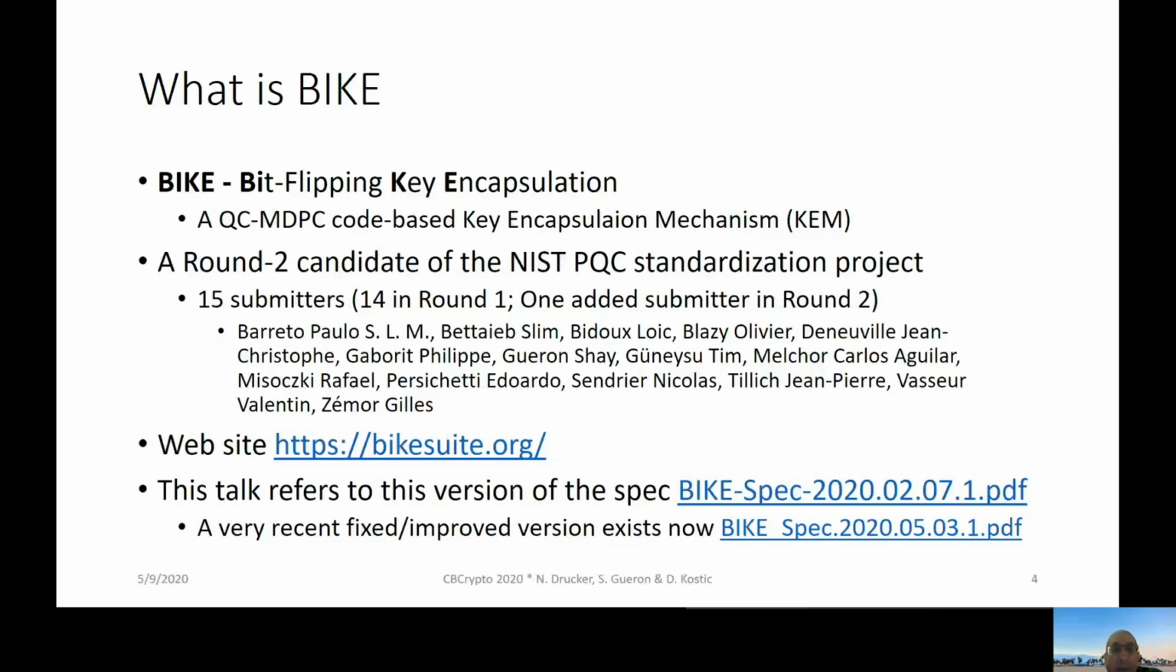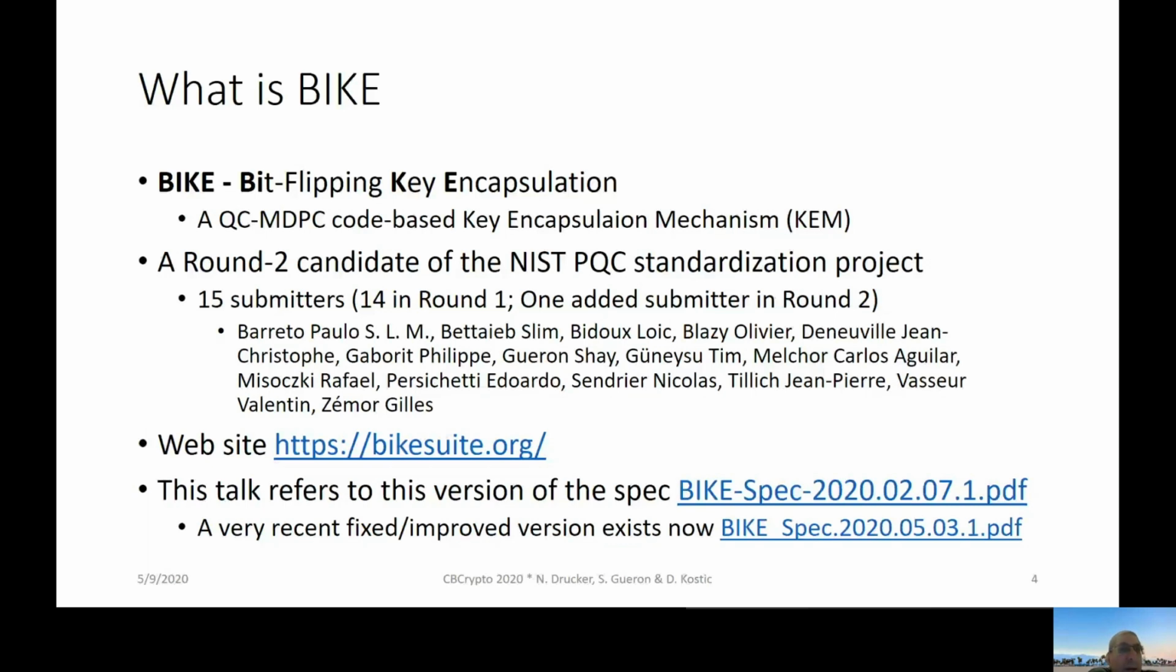It is one of the round 2 candidates for the NIST post-quantum crypto standardization project. There are 15 submitters, 14 were in round 1, and 1 was added in round 2, and you have the names here. There is an official website. And this talk is going to discuss the submission of the spec from February 2020, and by now there are some fixes and improvements in the latest spec from a few days ago.